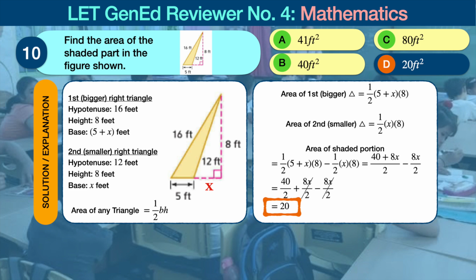If you inspect the given figure carefully, you will determine that the area of the shaded part of the figure is actually the area of the bigger right triangle, minus the area of the smaller right triangle. Therefore, the area of the shaded portion is equal to 20 square feet, as derived in the computation shown above.